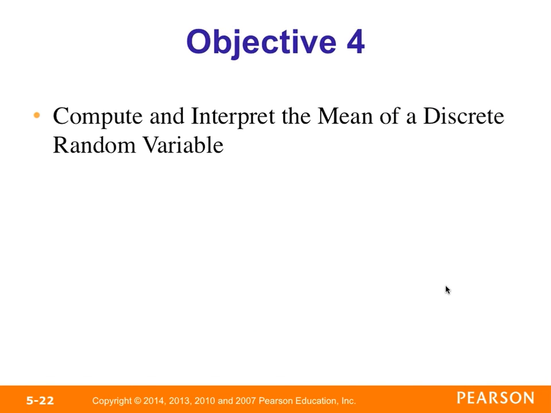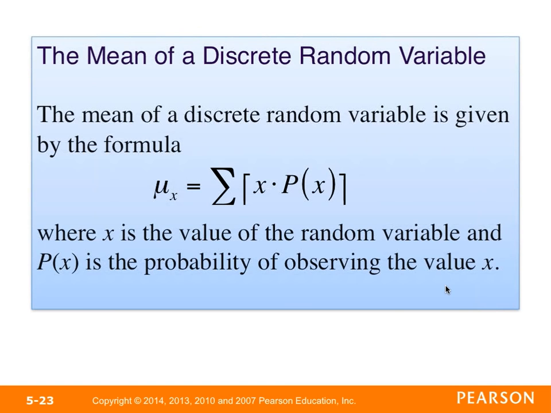Okay, objective 4 is to be able to compute and interpret the mean of a discrete random variable. So the mean of a discrete random variable is given by the following formula. So we have mu of x, remember this is the Greek letter mu for mean, it's equal to the summation of all of the x's times their probabilities. Okay, so x is going to be the value of the random variable, p of x is going to be the probability, okay? So the mean is just going to be whatever you get when you multiply the corresponding random variable by its probability and then add it all up.